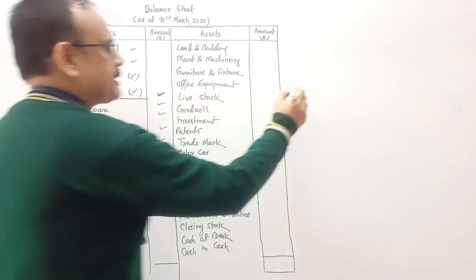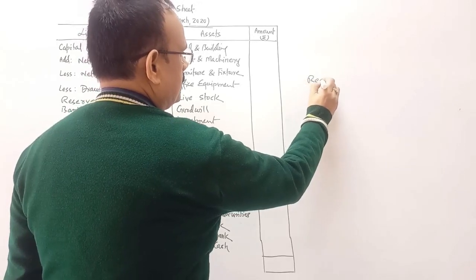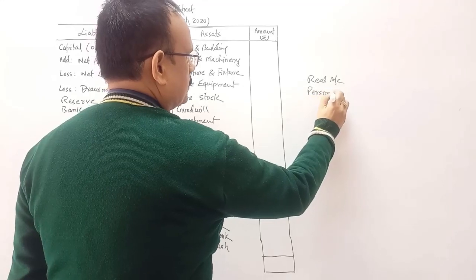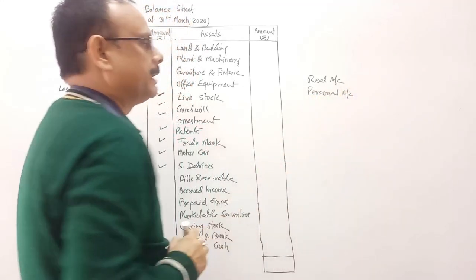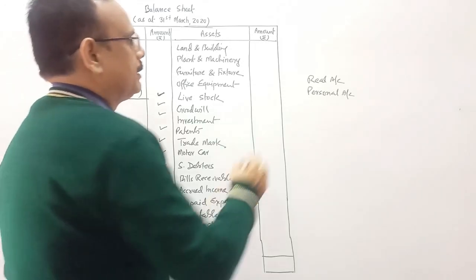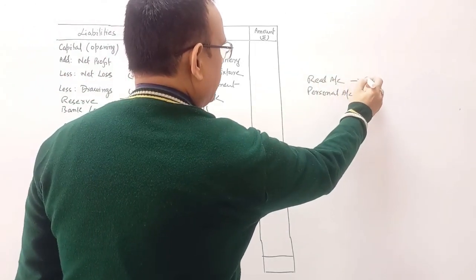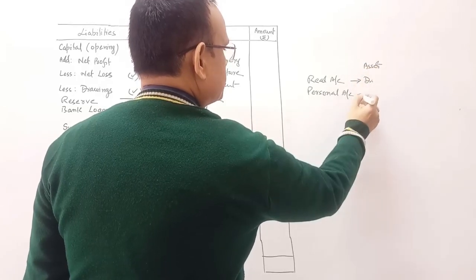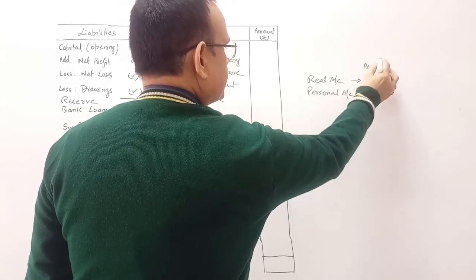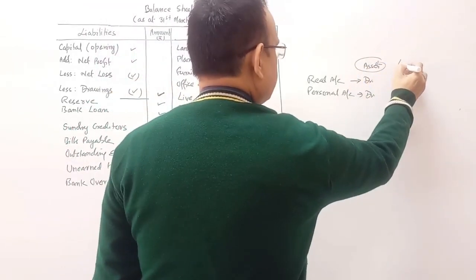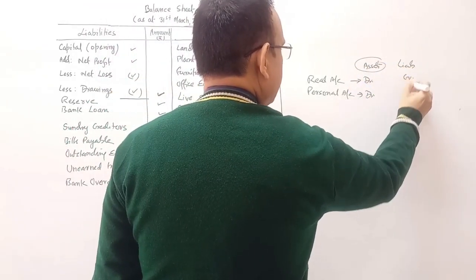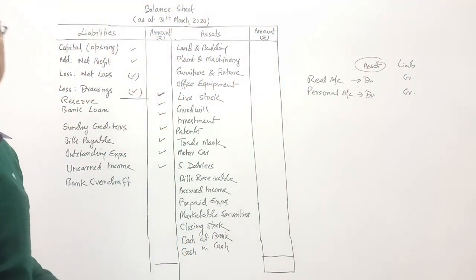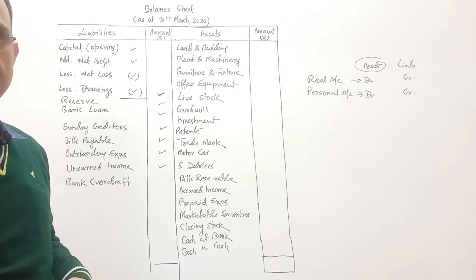So in the balance sheet, which accounts are we reflecting? Real account and personal account. If the real account has a debit balance, then it's an asset, or if the personal account has a debit balance, then it's an asset. Otherwise, if the real account has a credit balance, then it's a liability, and likewise for a personal account with a credit balance. So personal and real accounts will be reflected over here.